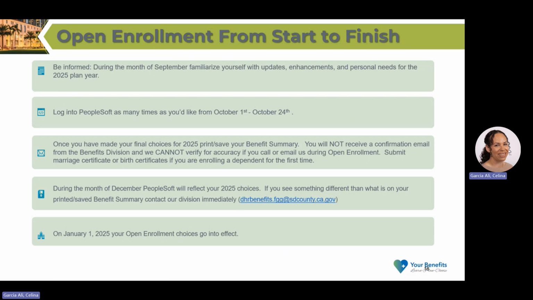Once you have made your final choices for 2025, print or save your benefits summary. You will not receive a confirmation email from the benefits division, and we cannot verify for accuracy if you call or email us during open enrollment. Submit marriage or birth certificates if you're enrolling a dependent for the first time.